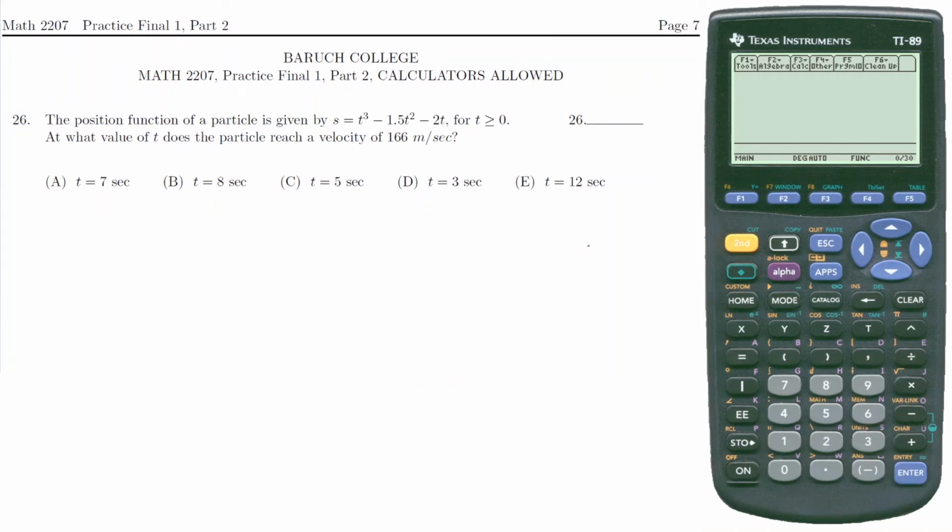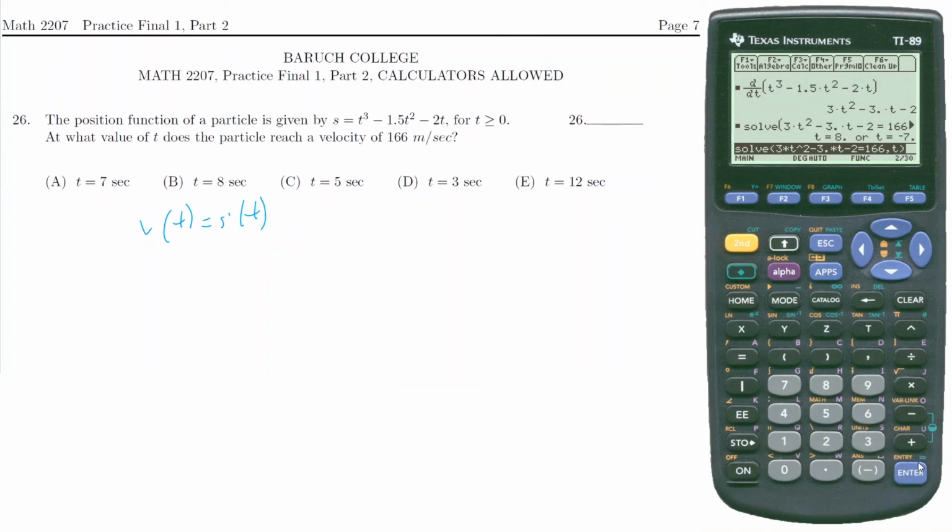Okay, find velocity. So I know that v of t is the first derivative, s prime of t. So all I have to do is find the first derivative of s. So that's going to be t cubed minus 1.5 t squared minus 2t comma t. Boom. So that's my derivative, and now I'm setting that equal to what? So this has to be equal to 166 comma t, and has to give me some answers. So t is equal to 8 or t is equal to 7. So reach a velocity of 166. What am I doing wrong?